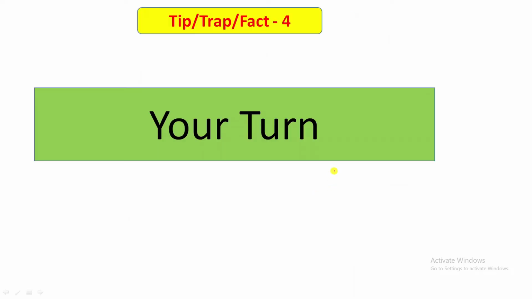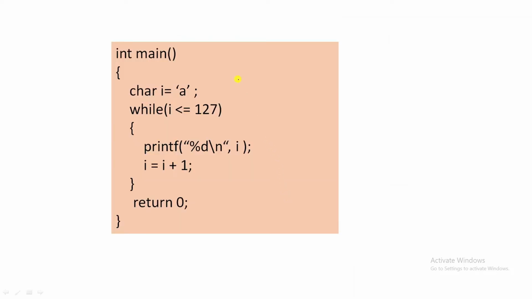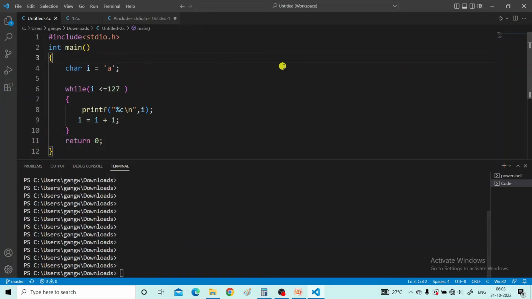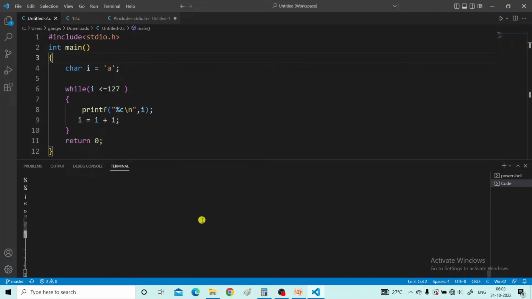So now it is your turn and you have to tell me the output of this program. What will be the output? You can pause the video and think of the answer. So I hope you have got the answer. Let's run this program first and see what is the output. So this is our program. Let's run this.